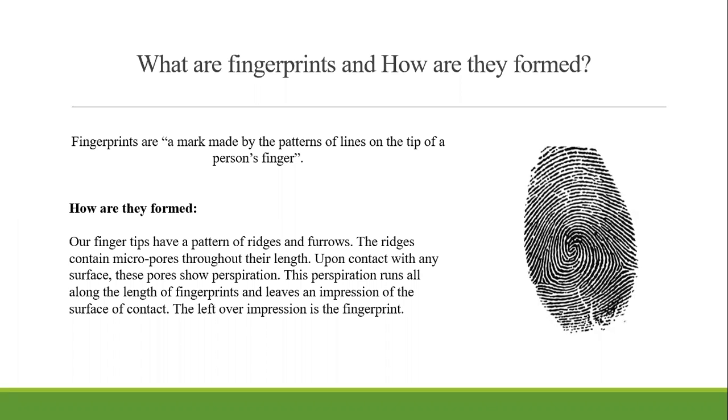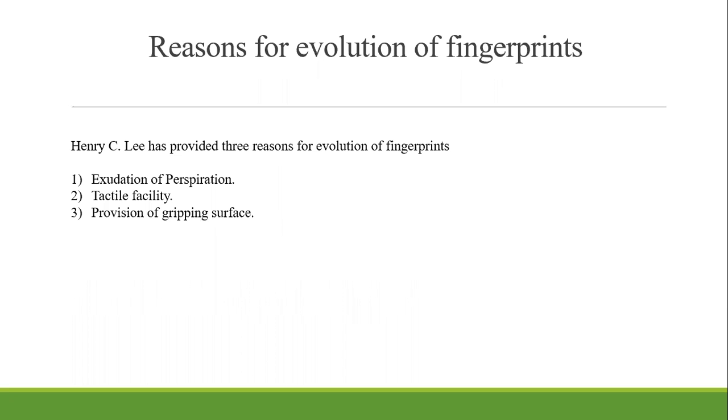So our fingerprints have different patterns of ridges and furrows, and these ridges have micropores, which perspire upon contact with surfaces. Due to this perspiration, an impression is formed on the surface of contact. Every person has a unique set of fingerprints, which doesn't match even within the fingers. So if we look closely, a confusion on what was the need of fingerprints and why did they evolve comes forward. Upon compilation of data from various sources, Henry Lee has provided three reasons for the evolution of fingerprints.